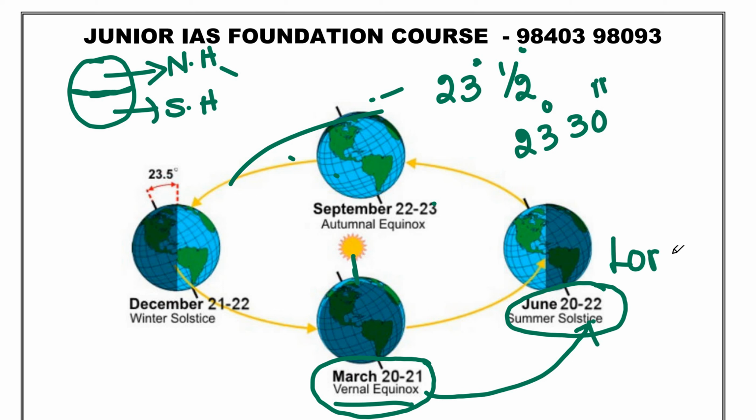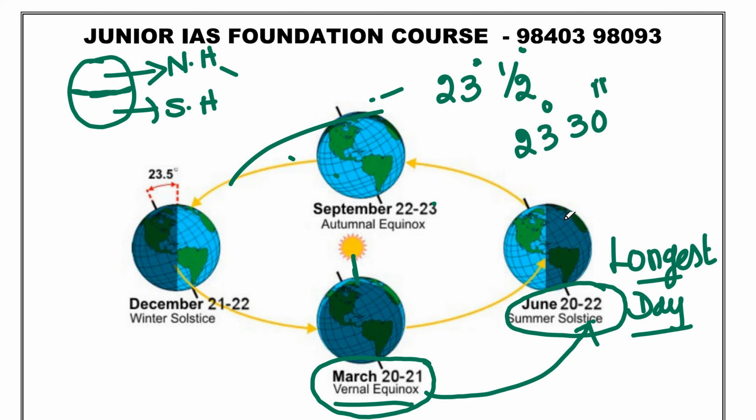So this is the longest day for India, the longest day for the northern hemisphere. Please note that. When it is the longest day for the northern hemisphere, the countries in the southern hemisphere experience what? Shortest day. When we have the longest day, Australia and South Africa have the shortest day, because they lie in the southern hemisphere.